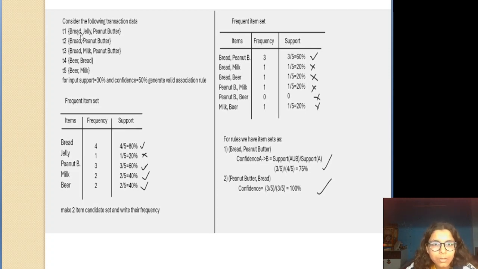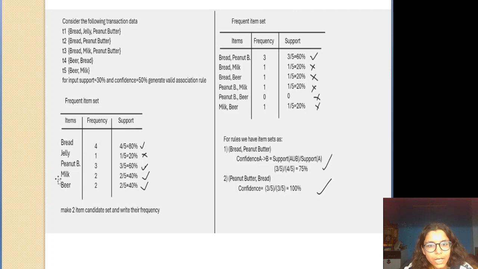In T1, T2, T3, and T4 we have bread. So bread came 4 times, and the total number of transactions is 5. So 4 by 5 is equal to 80% support. Next we have jelly, which came only one time, in transaction T1. So 1 by 5, which is equal to 20% support.